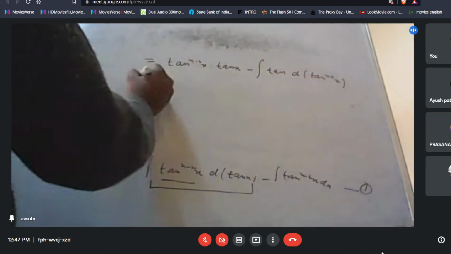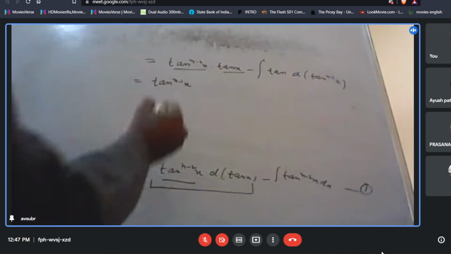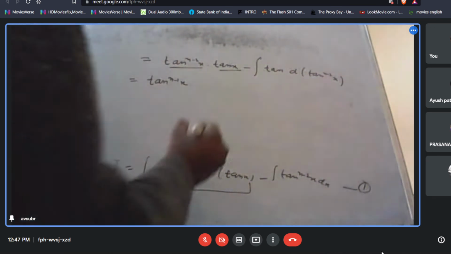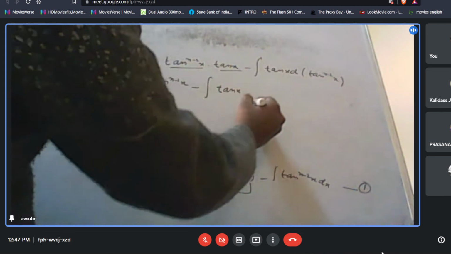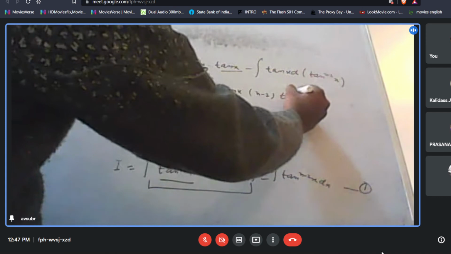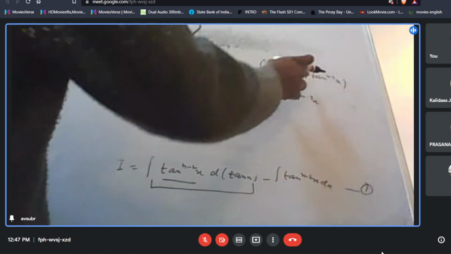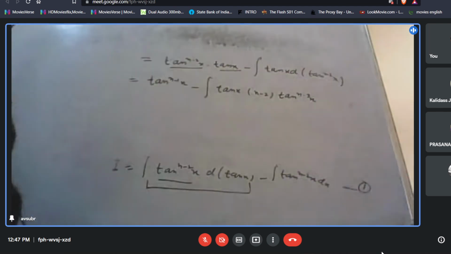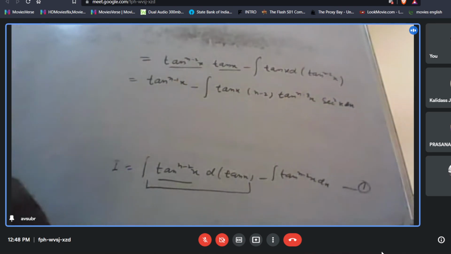Yes, sir. Alright, so this is 10 to the power n minus 1x, because this is multiplied by 10x. So 10 to the power n minus 1x, minus 10x into n minus 2, 10 to the power n minus 3x. If we differentiate this, we get n minus 2, 10 to the power n minus 3x, right? And the differentiation of 10x will give us sec square x dx. Is it okay? Yes, sir.